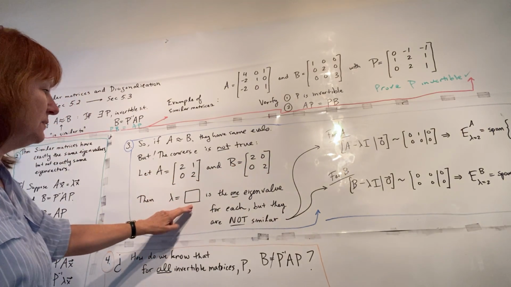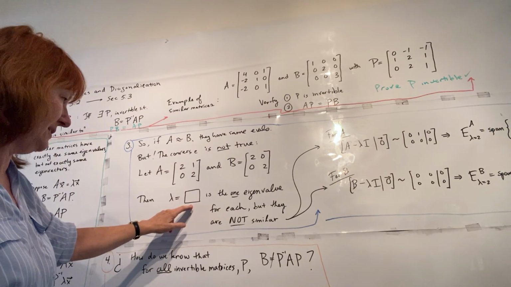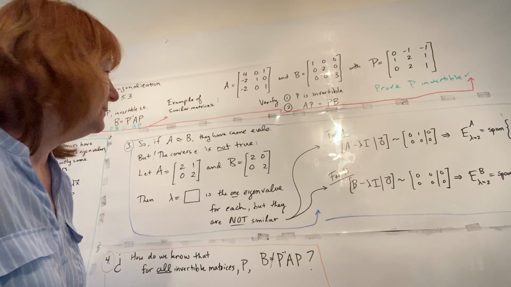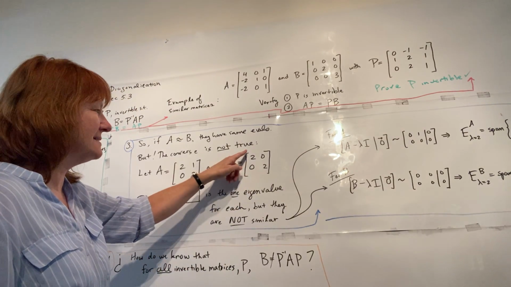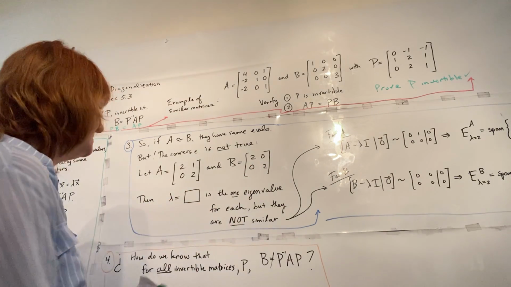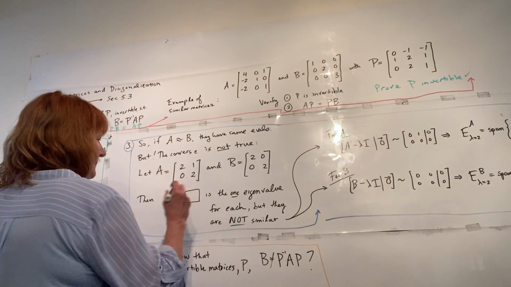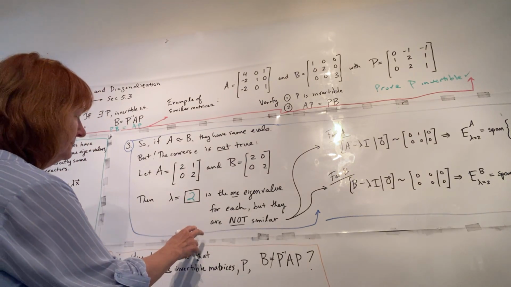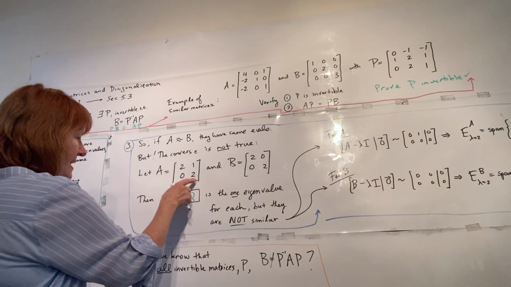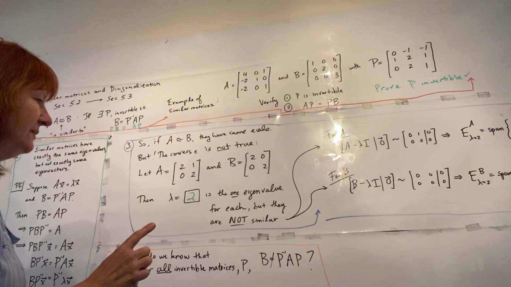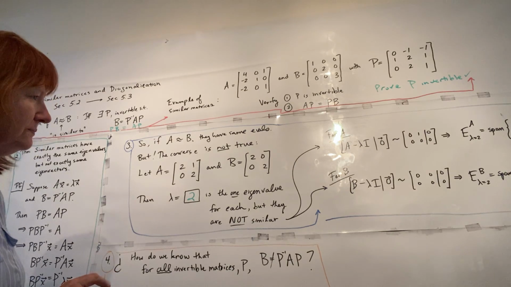Then lambda equal to blank is the one eigenvalue for each one. Now what would that be? Well, since that's a triangular matrix, the values on the diagonal are its eigenvalues. So lambda equal to 2 is the one eigenvalue for each of those. That's diagonal, that's triangular, so the same thing holds for both. 2 is the one eigenvalue, but they're not similar.